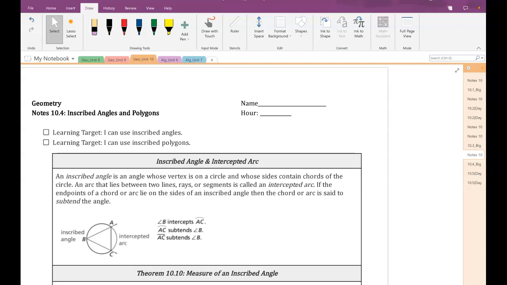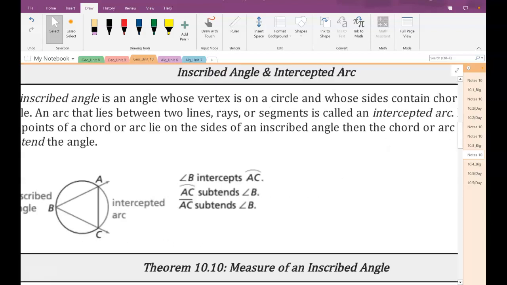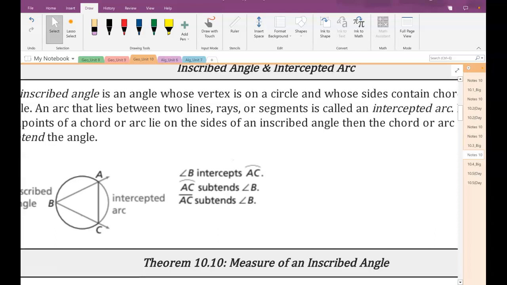So an inscribed angle is just an angle whose vertex is on the circle. In our example here, B and A and C would be vertices. They're all on the circle. We had central angles before where the vertex was the center of the circle. Now they're on the circle. And you'll notice that all the sides, no matter what angle you look at, are chords. So AB is a chord, BC is a chord, AC is a chord. So that's what an inscribed angle is made up of: a vertex on the circle and chords for the sides of the angle.